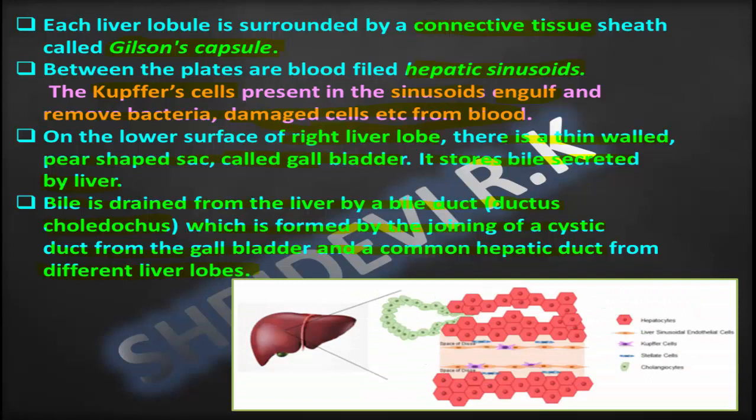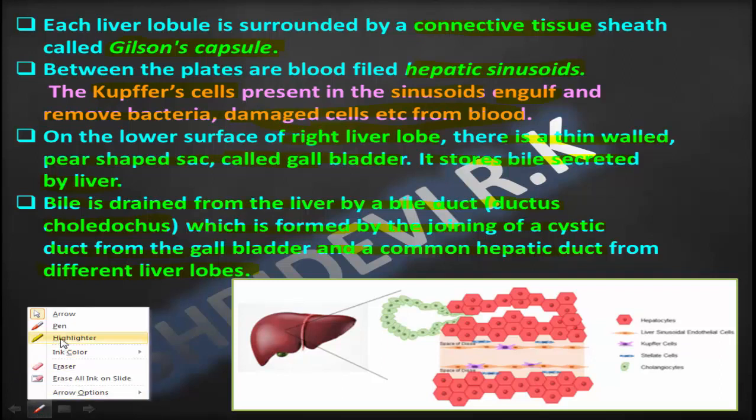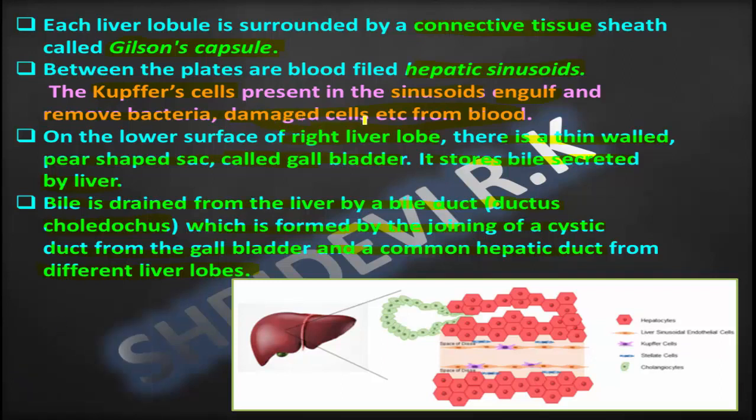And here is the image of Kupffer cells. The star-like structures are nothing but the Kupffer cells. What is their function? The function of the Kupffer cells is to remove the bacteria as well as damaged cells from the blood. Apart from that, these hexagonal cells are nothing but hepatocytes. They secrete the bile juice from the liver. So, this is about the details of liver structure.